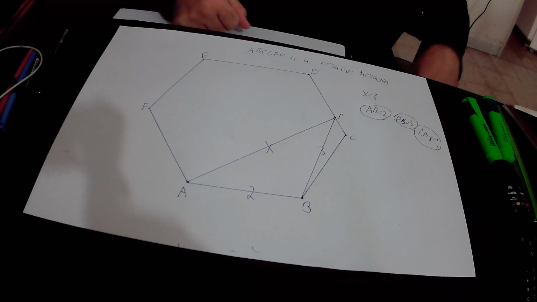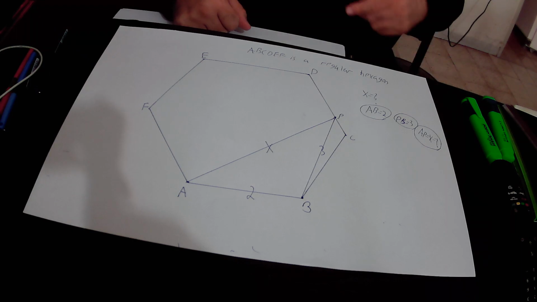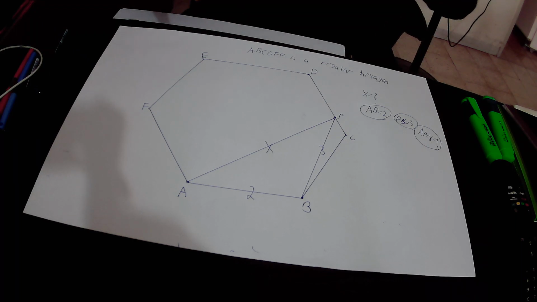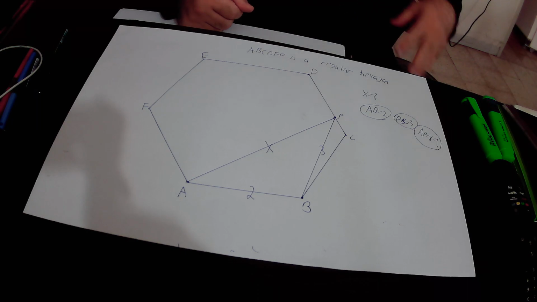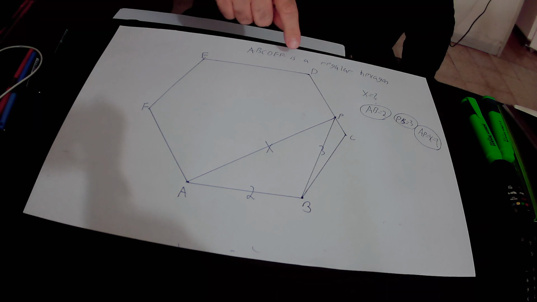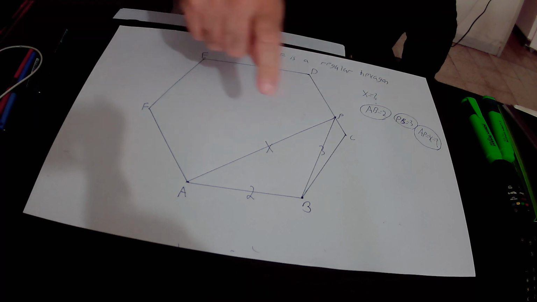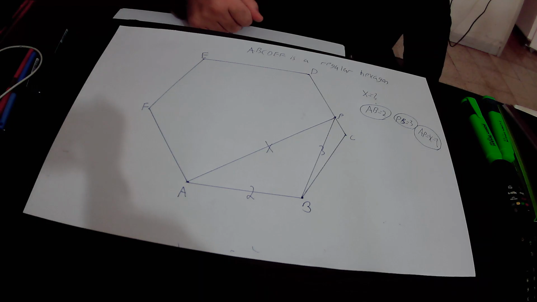So, first of all, this is a regular hexagon, and we know that a hexagon is actually a polygon with 6 sides that are equal to each other. The sides here, 1, 2, 3, 4 sides, and so all of its sides are equal to each other.